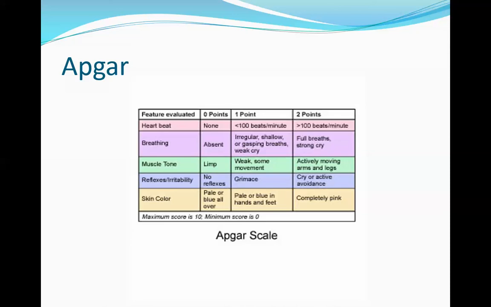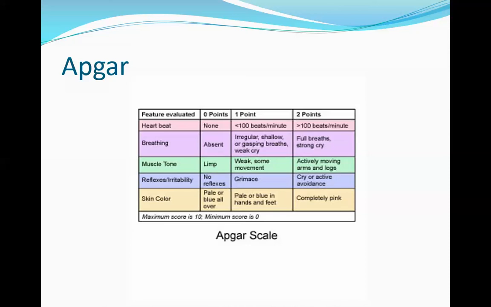Again, this is a table that is used to assess a baby, with five features being evaluated: heartbeat, breathing, muscle tone, reflexes and irritability, and skin color. For each feature, they're given 0 to 2 points with a minimum score of 0 and a maximum score of 10. For heartbeat, 0 point is none, 1 point is less than 100 beats per minute, and you get 2 points for greater than 100 beats per minute.